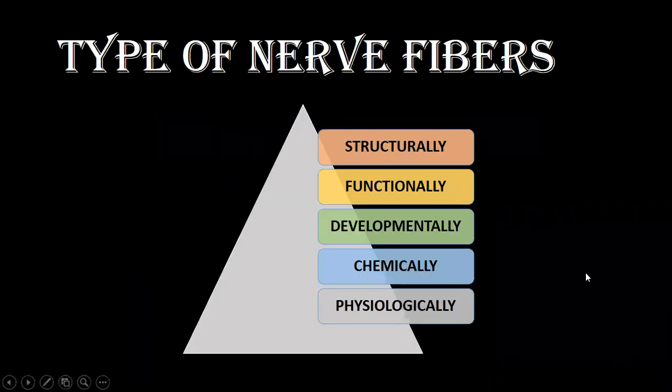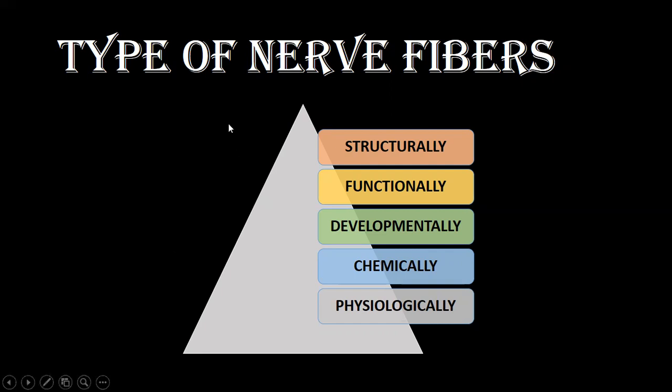Coming to the types of nerve fibers, let us first define what a nerve fiber is. Nerve fibers are basically the name given to the axon or the dendrite of the nerve cell. We have already learned what the nerve cell is and what parts the nerve cell has. So the nerve fiber is the name given to the axon or a dendrite.